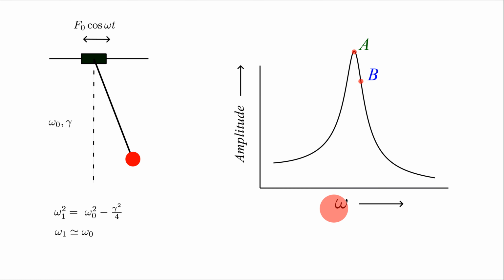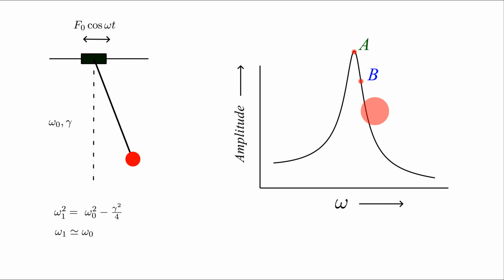As driver frequency increases, initially the amplitude of the oscillator increases, and at nearly omega equal to omega naught we have a maximum displacement or maximum amplitude for the oscillator, which is called the resonance condition, marked by letter A in our graph. When driver frequency is increased still further, the amplitude decreases. So we have a maximum at omega equal to omega naught.